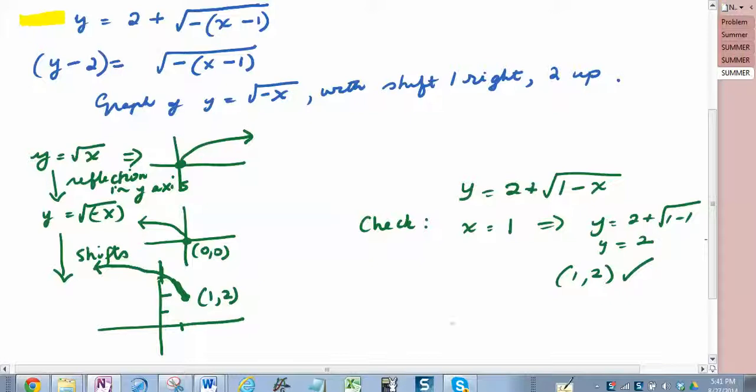Good. Let's make x equal 0 to see what happens when I cross the y-axis. y is going to be 2 plus the square root of 1 minus 0. That is 3. So the point 0, 3 is on my graph. And I could check some more, but I feel pretty good about this.